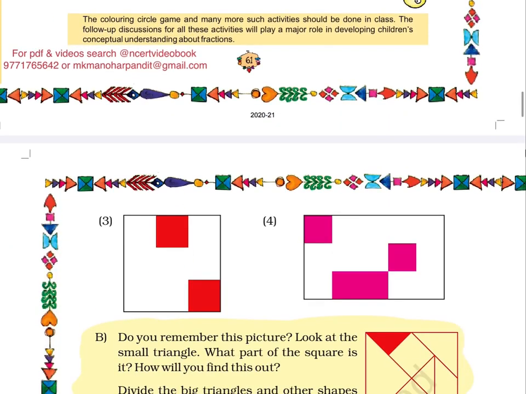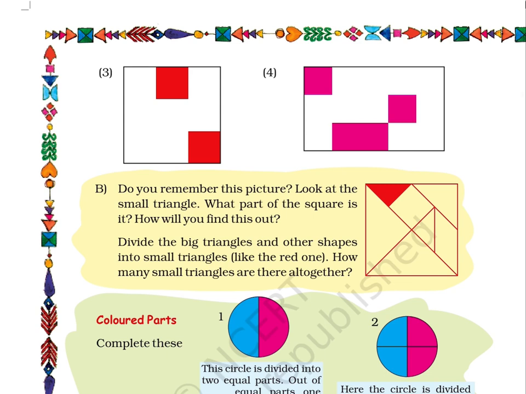Page 62. 3. There's a white square in which we see two red small squares, one on the top and one on the bottom right corner. 4. There is a white rectangle lying horizontally in which we see 4 different magenta squares. One is at the top left corner, one is in the middle towards the right side, and 2 are on the bottom. B. We see the picture of a big square which is divided by different lines into different shapes.